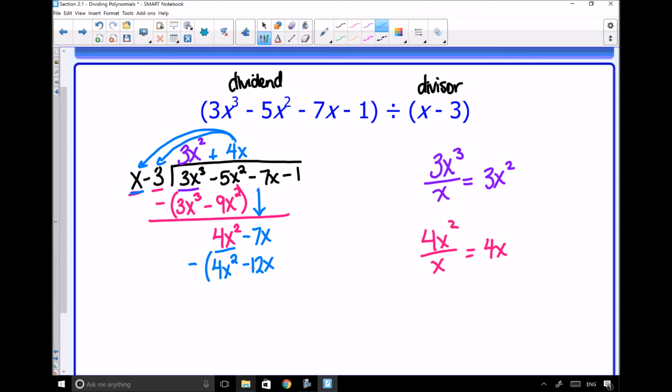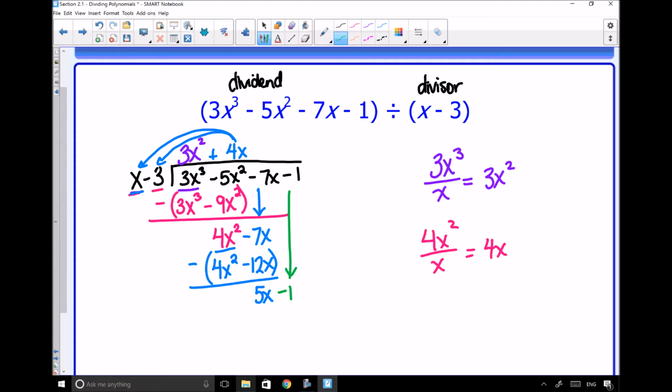Now I want to subtract these answers right here. So when I subtract these answers, 4x squared minus 4x squared, these will cancel out. And then negative 7x minus negative 12x means negative 7x plus 12x, which is 5x, okay? And then I bring down the negative 1.